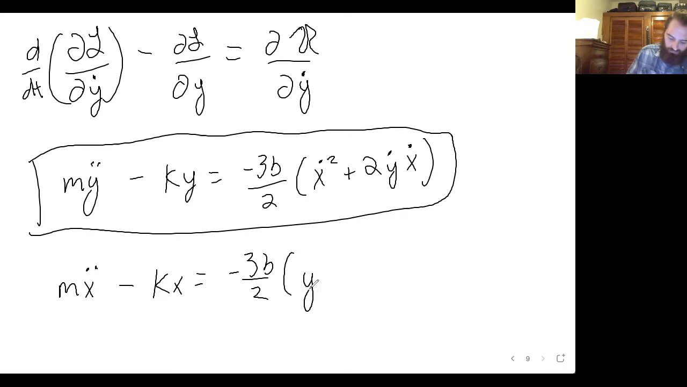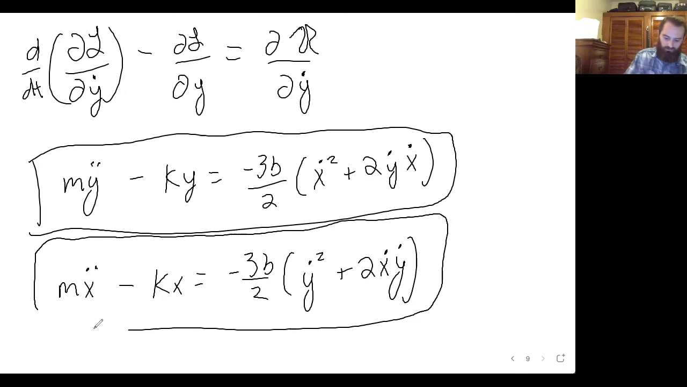It would probably be y dot squared plus 2 x dot y dot. And so you would have to use some kind of mathematical techniques that are beyond this class to solve this coupled second order differential equation. But if it couldn't be done analytically, it could certainly be solved numerically. Meaning you just plug numbers into the equation and figure out what the solution is for those specific numbers.